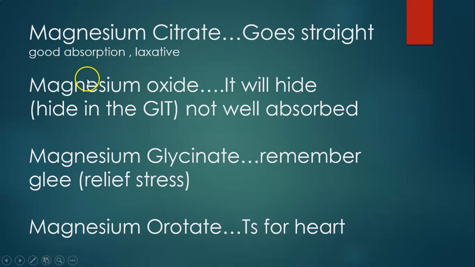We have the salt, magnesium glycinate. Remember the glycinate, remember the glee. The glee means happiness, so it relieves stress. As the glycinate is important in the synthesis of neurotransmitters like GABA, gamma-aminobutyric acid, that's why it is good for relaxation. The last one is the magnesium orotate. Remember the orotate for the heart, so this T and the heart will remind you that magnesium orotate is good for heart health.